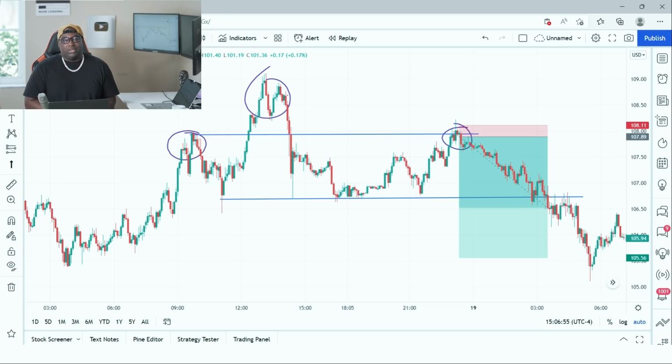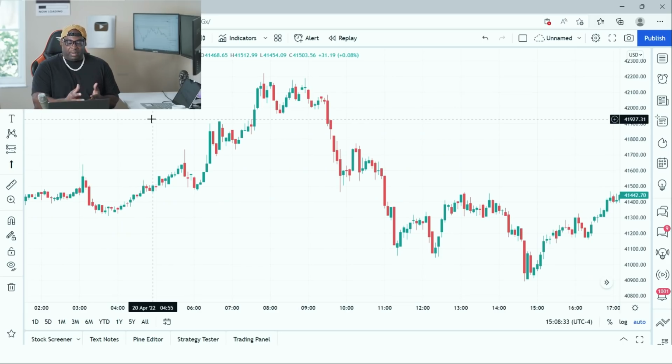And this is what I want you guys to do. I want you guys to practice this stuff, okay? So let's go to number 4. Number 4, measure moves. Let me show you guys a quick example. Now, this is a Bitcoin chart right here.